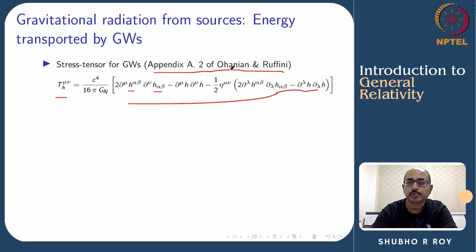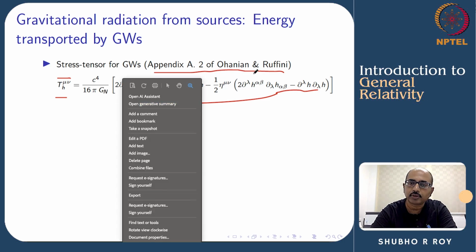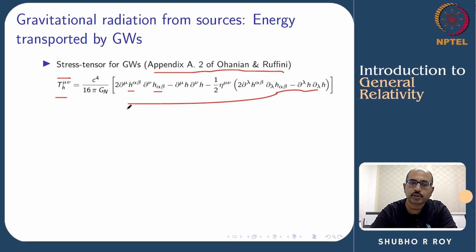I can refer to Appendix A2 of Ohanian and Ruffini. And this is not the full answer. I've dropped certain terms which are zero because we have the Lorentz gauge condition. So this is not the general gauge answer. This is a gauge-fixed answer in the sense that I've already chosen Lorentz gauge, and in Lorentz gauge, the stress energy momentum tensor for the gravitational disturbance looks like this.